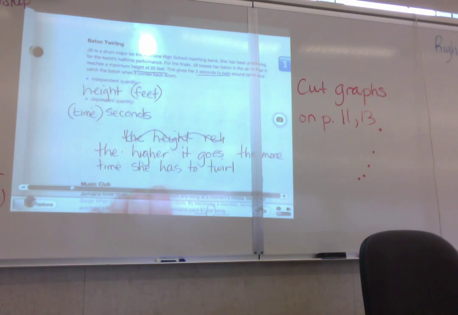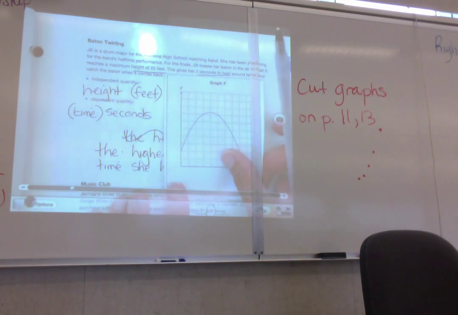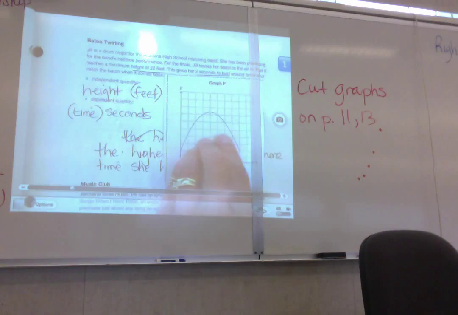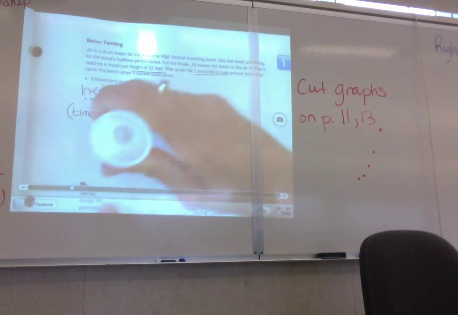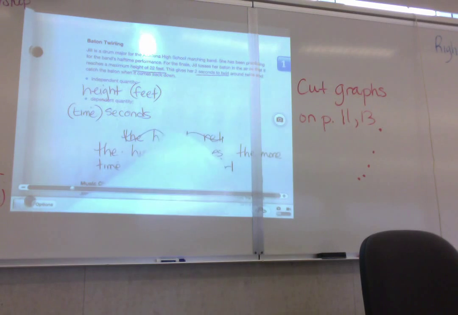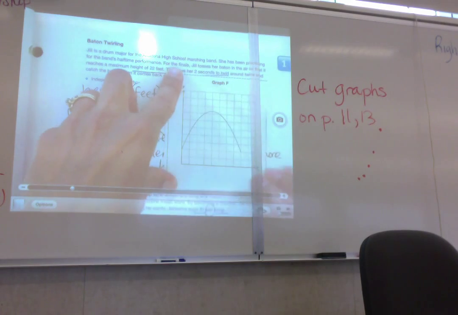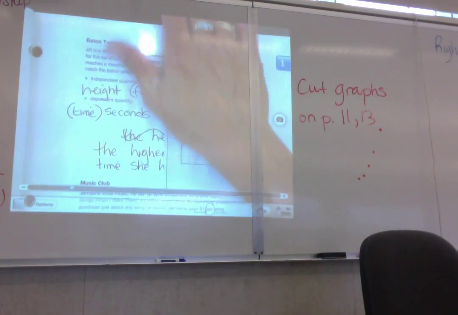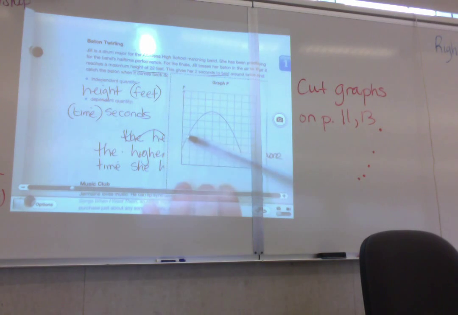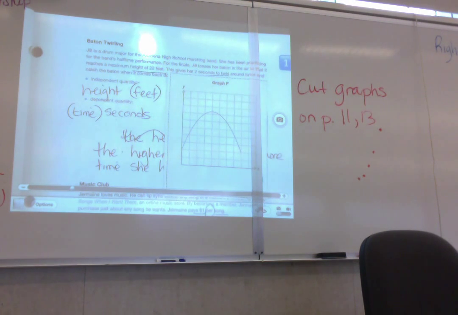Okay, so what graph do you think represents this scenario? All right, so find graph F, folks. Go ahead and glue it on down. Again, quite a few of these are so open-ended, you can look at them in different ways. If we're looking at this, what does that curve represent? The time she has to twirl, or what else could it represent? How high it went. How high it went.